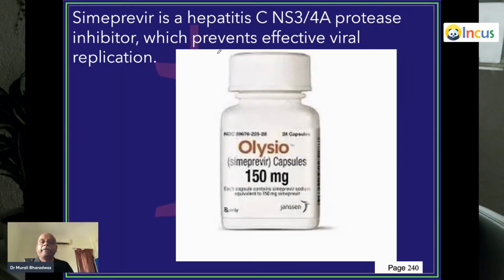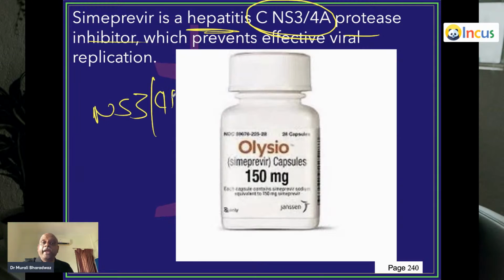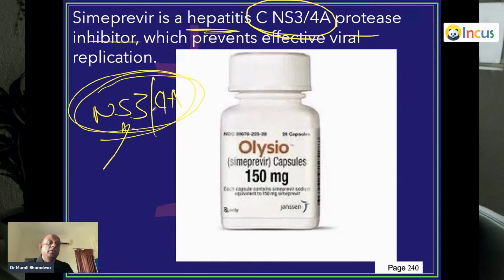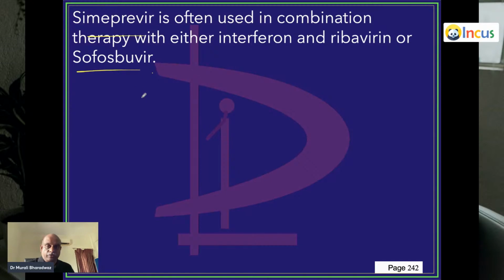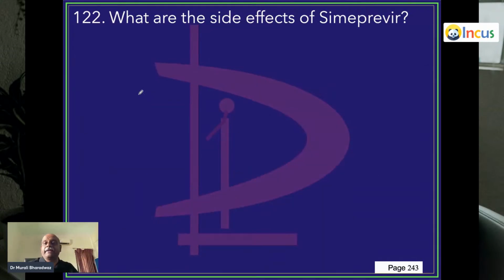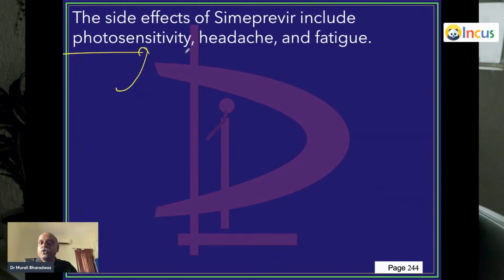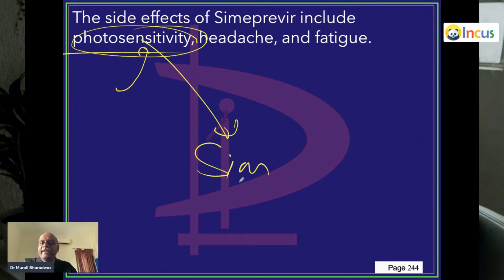Simeprevir is a hepatitis C NS3-4A protease inhibitor. NS3-4A, this looks like a home address. Hepatitis C's NS3-4A protease inhibitor that prevents viral replication. What is the usual combination? Simeprevir with sofosbuvir, simeprevir with ribavirin, simeprevir with pegylated interferon. Anything can be combined. So what is the side effect of simeprevir? Photosensitivity. Okay? Headache and fatigue.